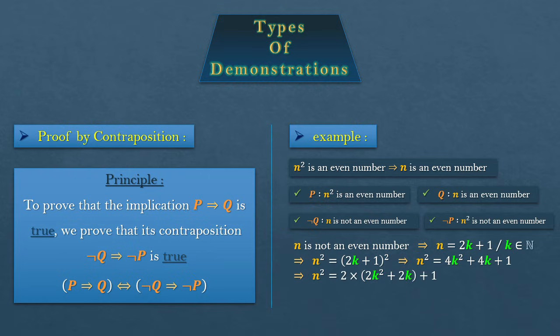Therefore, n squared can be written as equal to 2 times (2k squared plus 2k) plus 1. So n squared equals 2 times k prime plus 1, assuming that k prime is a natural number, which equals 2 times k squared plus 2 times k. And this means that n squared is not an even number. So we can deduce that the initial implication, which says that if the square of n is even, then the number n is even, is true. Now we will move on to the fifth kind of demonstration.